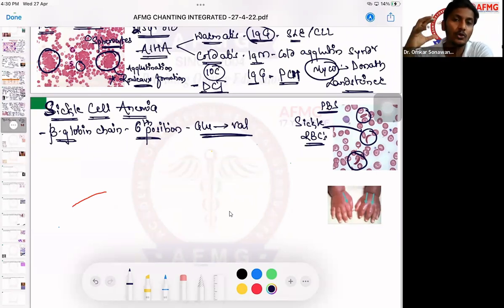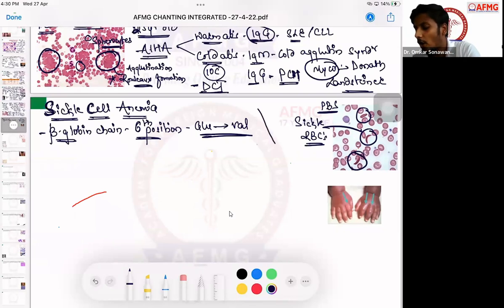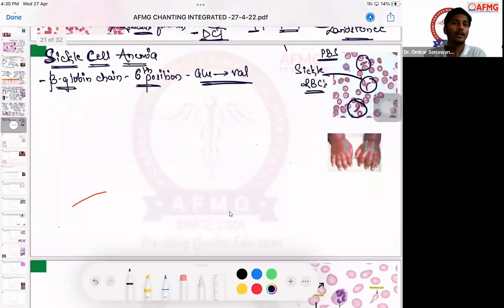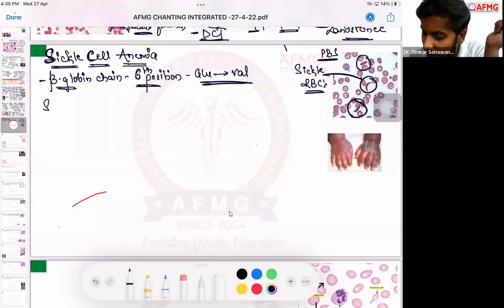Okay. So please remember, glutamate is replaced by valine in the 6th position of beta globin chain, and that causes sickle cell anemia in the patient, right? Normally, if a patient is not having an episode of sickling, the peripheral blood smear would be absolutely normal. So the diagnosis would be difficult. For that, we need to do a sickling test. We need to induce sickling.